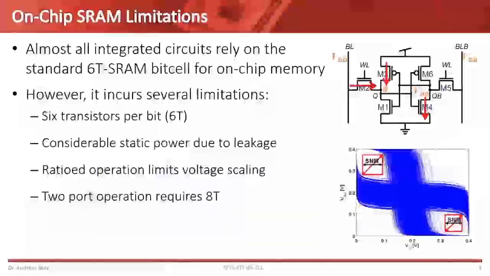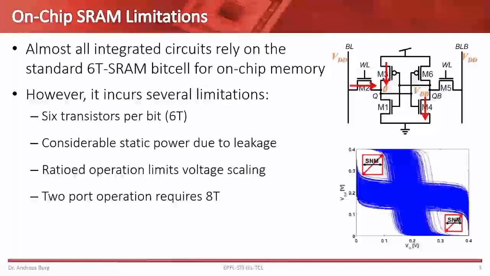Well, memories, at least on-chip memories, have been built from the same kind of structure for a very long time. We usually use this 6-transistor SRAM cell, and that's our workhorse in memory design. Now, unfortunately, this 6-transistor cell has a few disadvantages. The most obvious one: we need 6 transistors to store a single bit. And then there's also a considerable amount of static power, because we have a leakage path from VDD to ground that's basically just blocked by a single transistor. And that leads us to a lot of leakage.